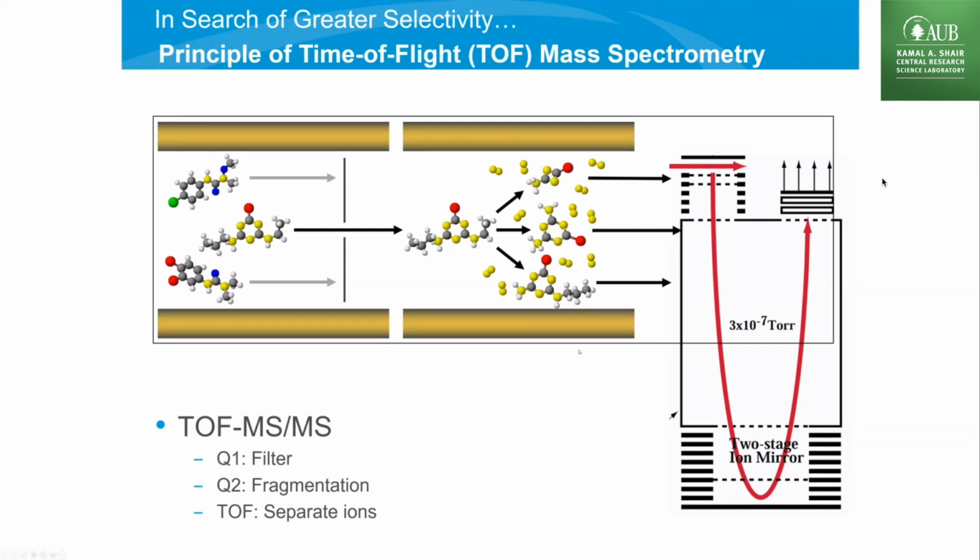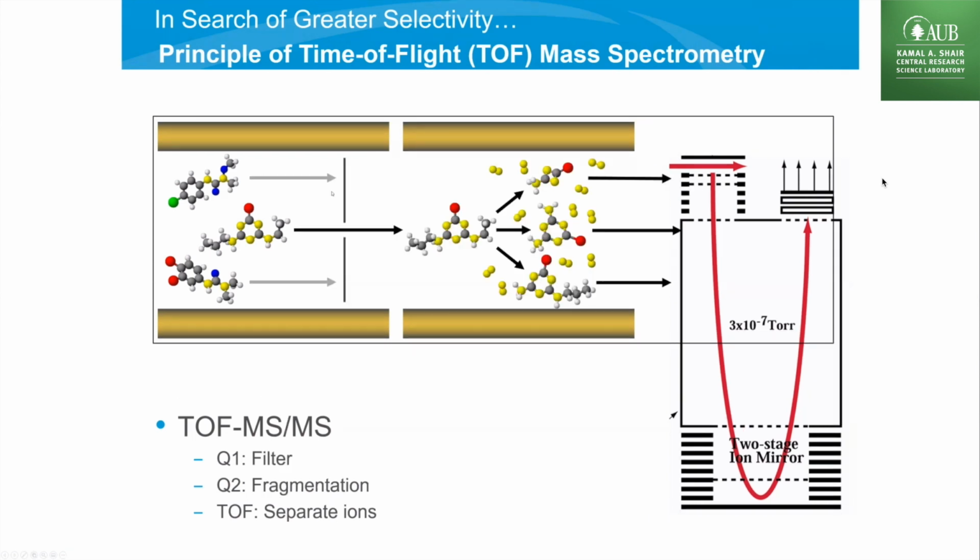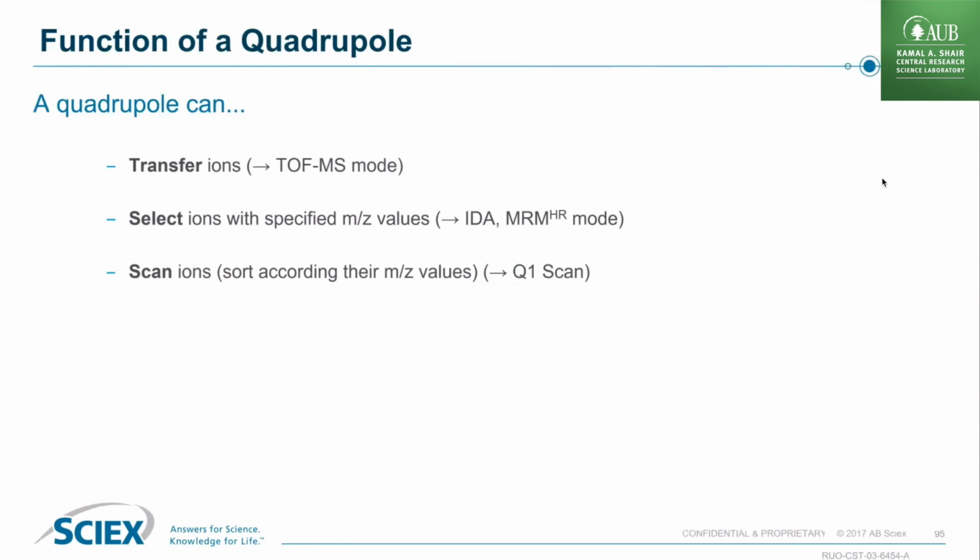So we have these two modes. You can see how we use the quadrupoles. In one mode, the MS mode, you can think of the quadrupole as not being used. However, it is still working to transfer all the ions. Here we are actually using the quadrupole as a mass filter to select just one mass. So how does that work, and how do we use the quadrupoles in these different ways? So the function of a quadrupole is three modes.